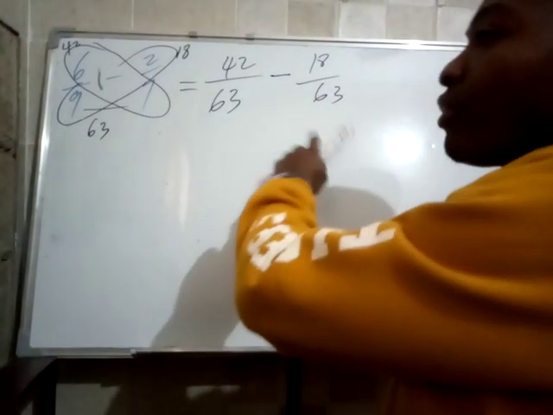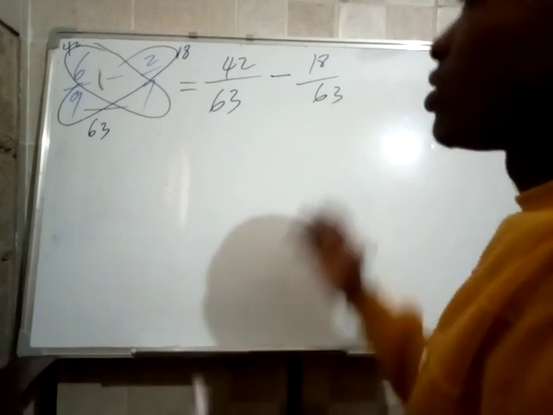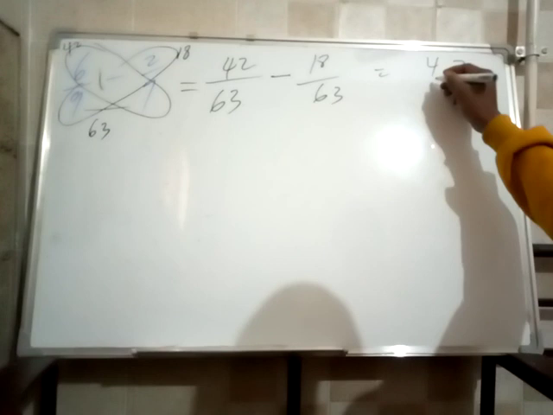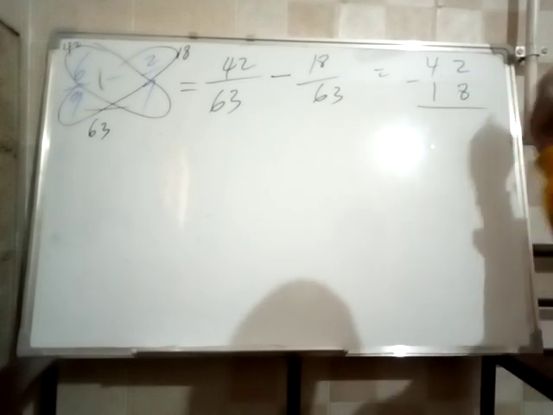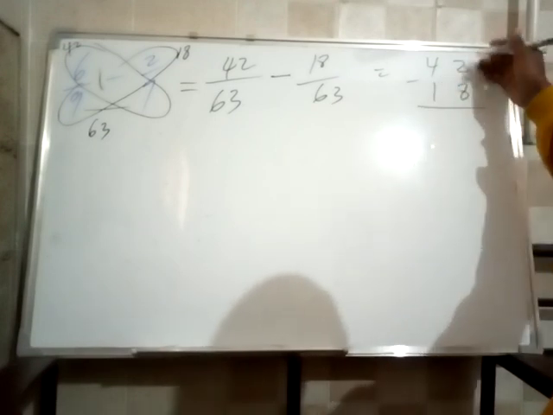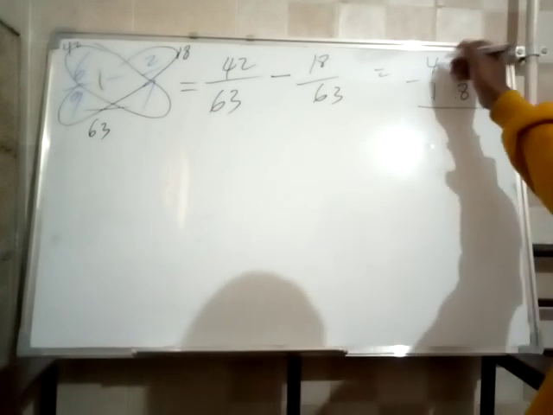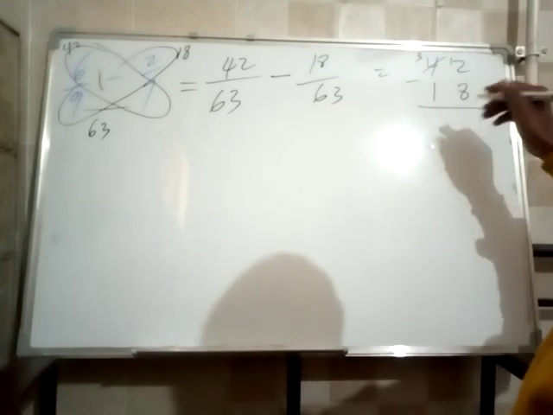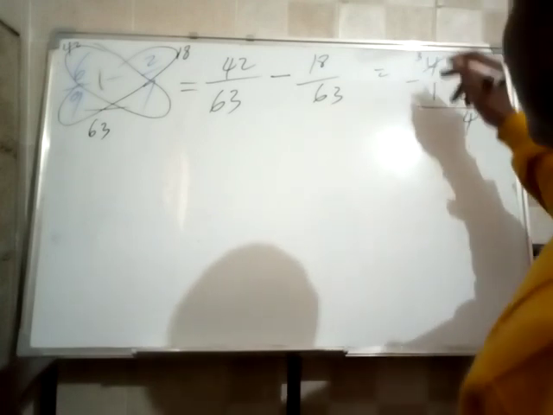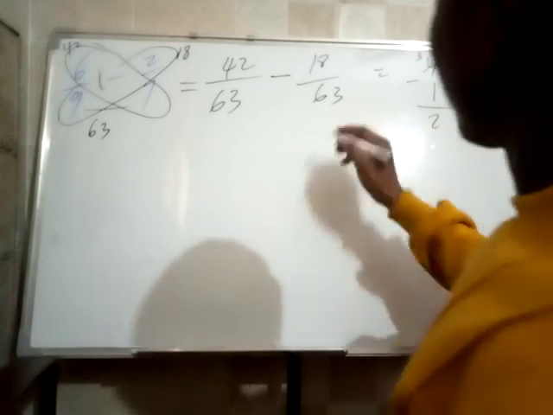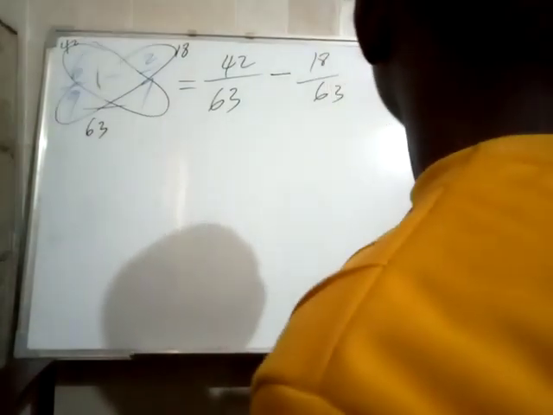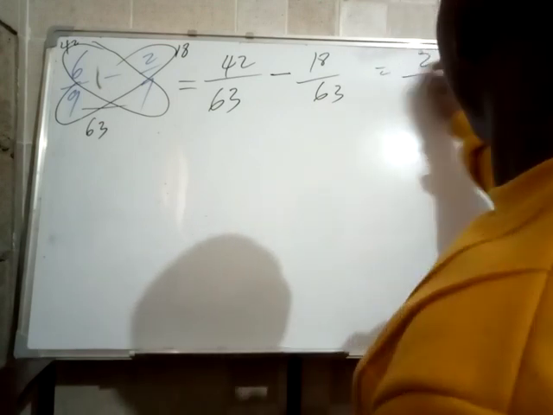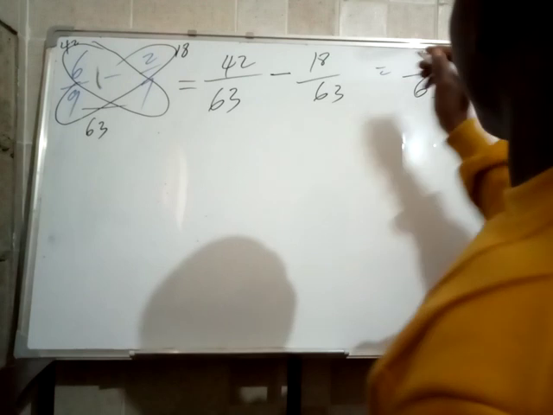We have the same bottom number now. This is a like fraction, so we can take away. We do 42 minus 18. What is the answer? Start from here: 2 minus 8 is impossible. So we borrow from this 4. We make it 3 here, and 12 here. 12 minus 8, we have 4. 3 minus 1, we have 2. So our answer is 24 over 63. And then we are done.